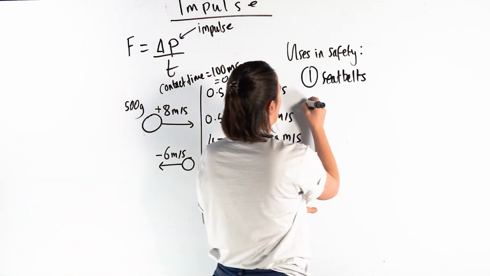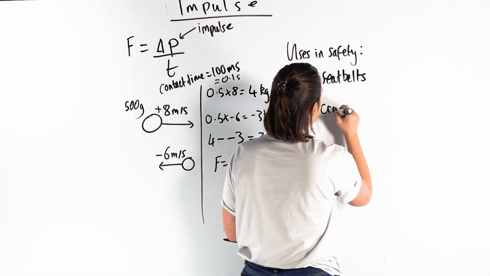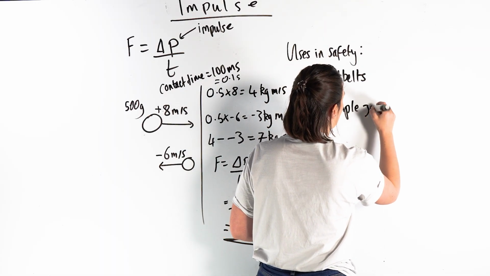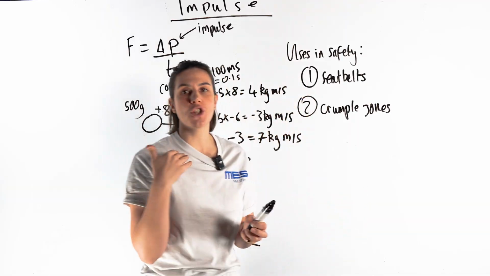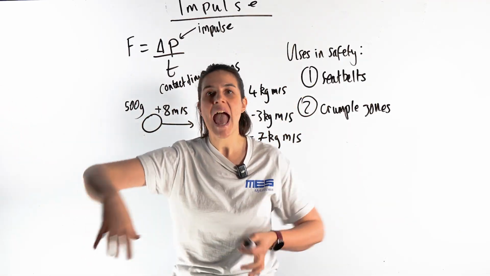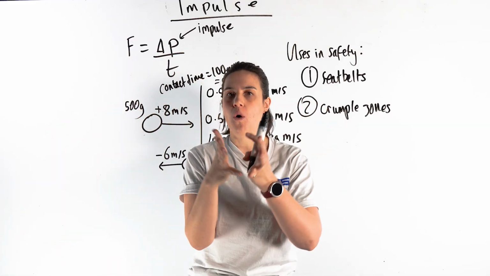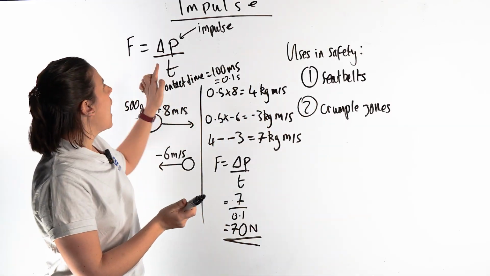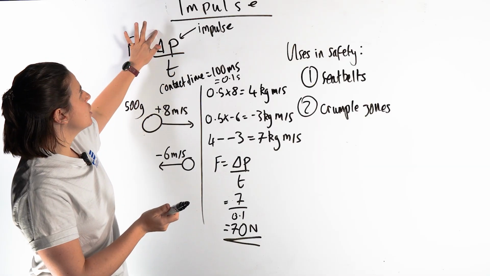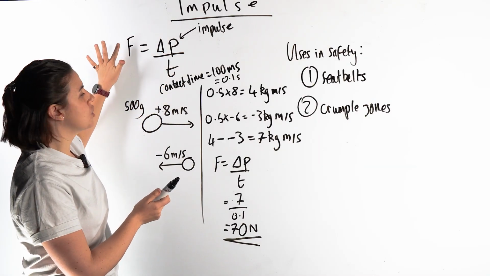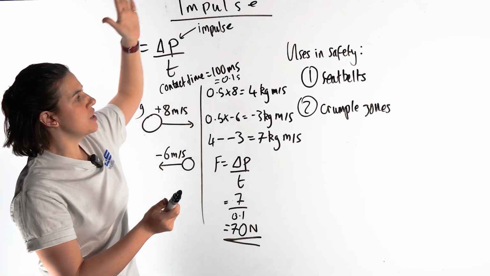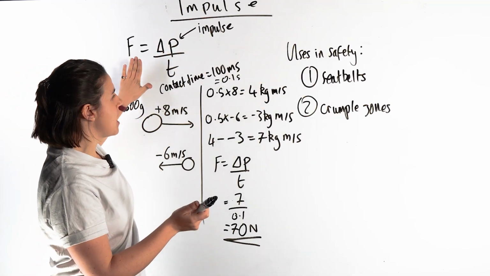The second thing we've got in cars is we've got what we call crumple zones. This is one of the reasons why cars have got such big bonnets on them, okay? It's because it's designed that in a crash, that crumple zone will deform, okay? Giving you a longer time to change your momentum, reducing the force on the passengers. So these are two ways in which we can apply impulse into our everyday life.